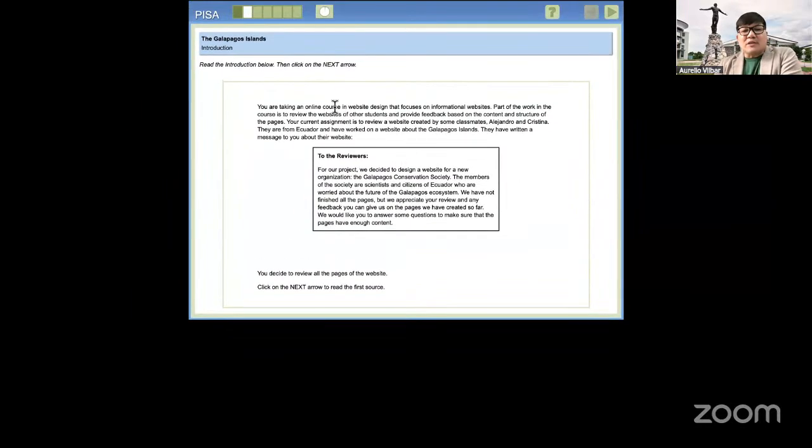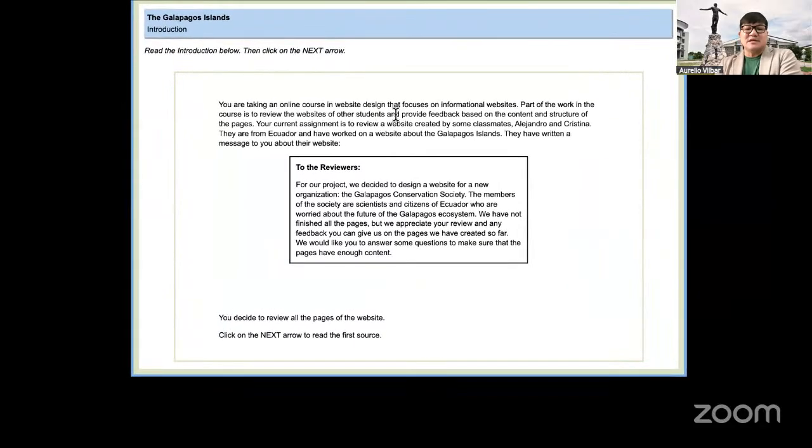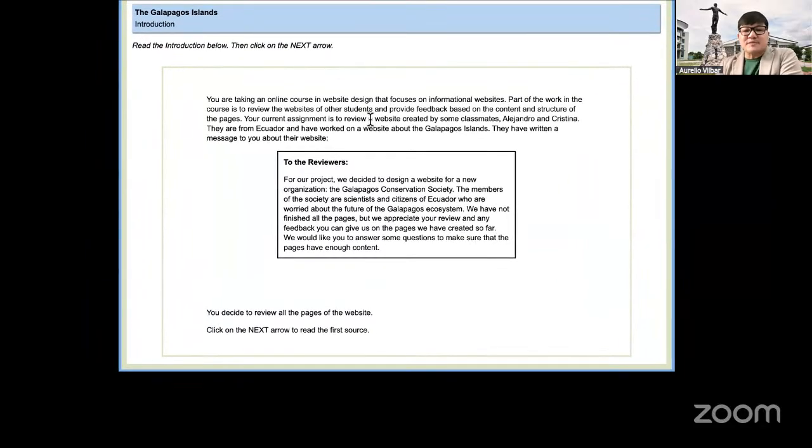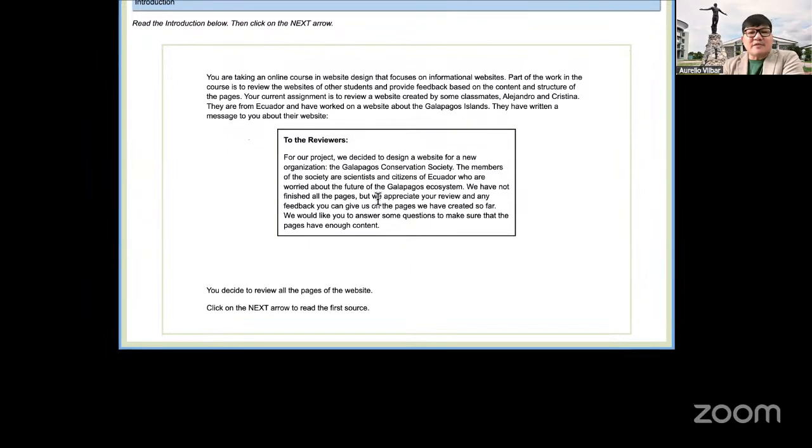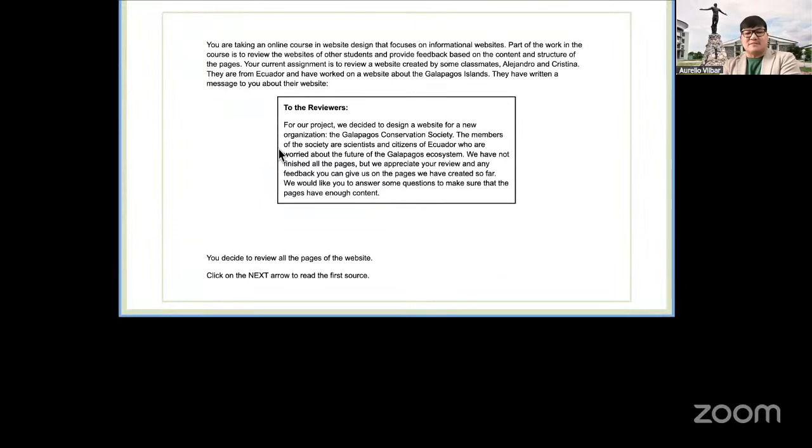You are taking an online course on websites that focuses on informational websites. Part of the work in the course is to review the websites of other students and provide feedback based on the content and structure of your pages. Your current assignment is to review a website created by some classmates, Alejandro and Cristina. They are from Ecuador and have worked on a website about the Galapagos Islands. They have written a message to you on the website.